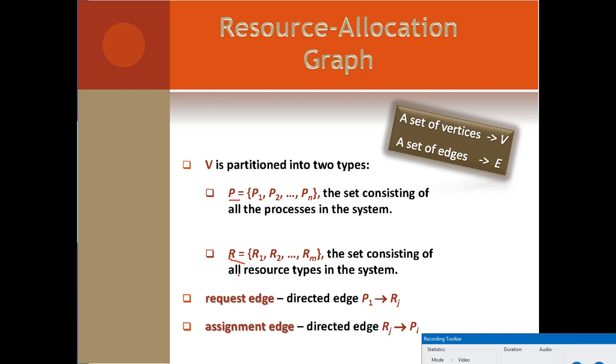So request edge, when a process is requesting for a resource, that is a request edge. When a resource is allocated to a process, that is called the assignment edge. So in the assignment edge, the edge goes from resource to the process. In the request edge, the edge goes from the process to the resource.